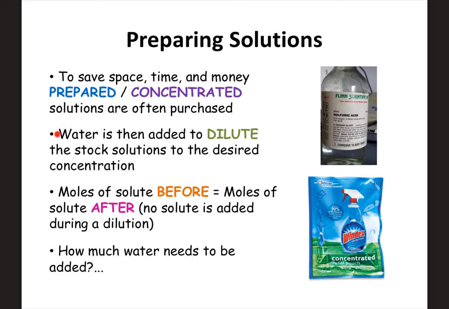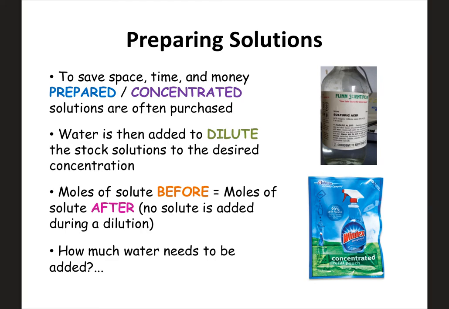And then we add water to dilute the stock solution to get the desired concentration here. So I take a certain amount of the 12 molar, add a certain amount of water, and then I can get 1 molar hydrochloric acid. The key is when you do these dilutions, the moles of solute before equal the moles of solute after. Okay, you're not adding solute here during a dilution.